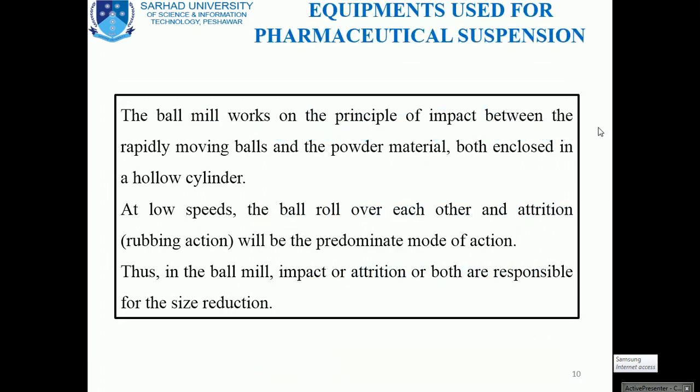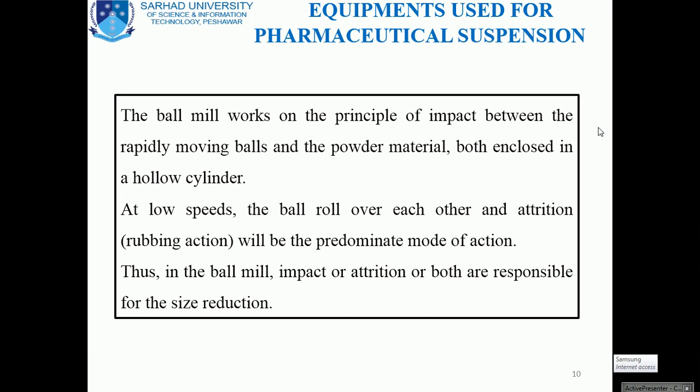Now let's discuss the principle of working of the ball mill. The ball mill works on the principle of impact, that is between the rapidly moving ball and the powder material.